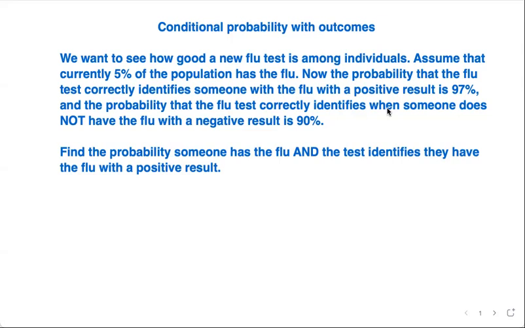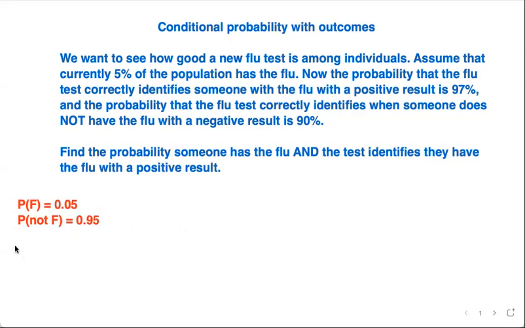So walking through this, it says we want to see how good a new flu test is among individuals. Assume currently 5% of the population has the flu. So the probability you have the flu is going to be 0.05. So the probability that you don't have the flu, so not flu, is going to be the complement, 0.95.